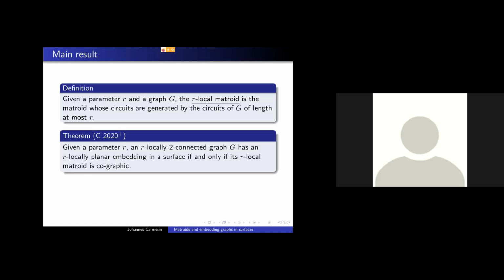And like in Whitney's theorem, it's not only about the existence of an embedding, but this theorem goes a step further. It also gives us an overview of the possibilities of these locally planar embeddings, because to know how they look, you just need to specify a dual graph, essentially. And we will be able to compute this dual graph from this dual matroid.